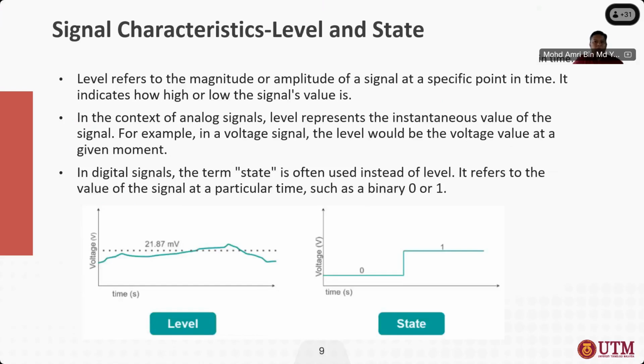Analog may vary continuously, indefinitely. But for digital, we can set a voltage threshold. So, for example, in this case, we set that any signal below 21.87 millivolts, we assume that as zero. But when the signal passes 21.87 millivolts, that is one.